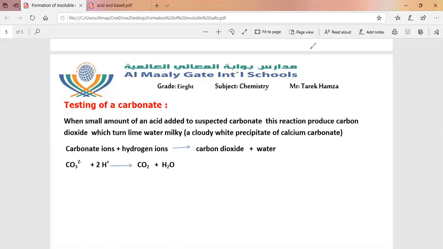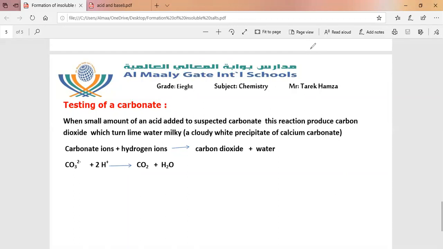The test here: an acid is added to the suspected carbonate. This reaction produces carbon dioxide, like the experiment done with acid and metal carbonate. The product here is carbon dioxide. When carbon dioxide is passed through lime water, it turns it milky, a cloud of white precipitate of calcium carbonate.